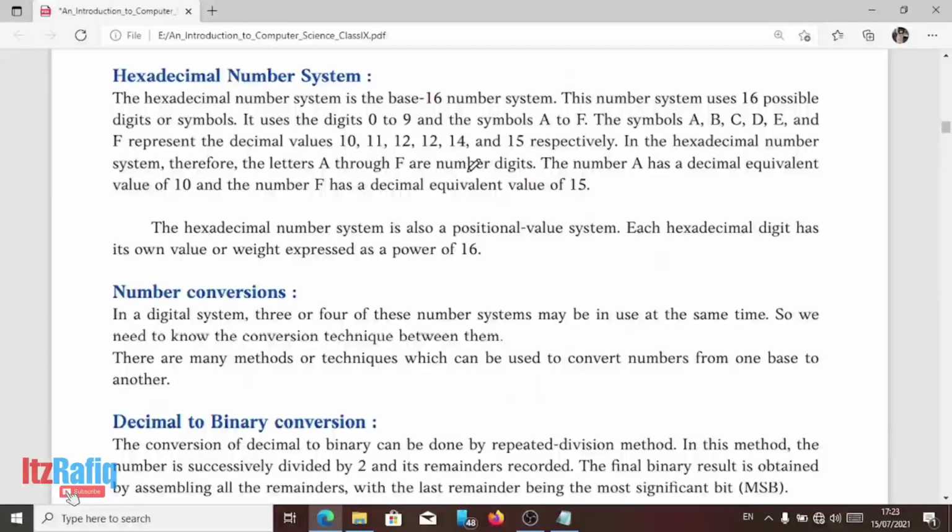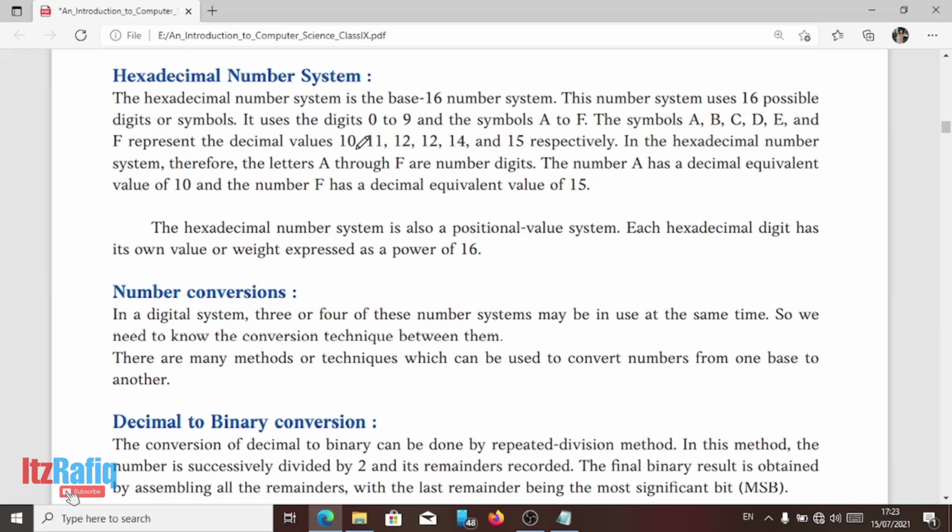The next number system is the hexadecimal number system. It has 16 digits: 0 to 9, which is 10 numbers. After 9, in place of 10 we use the letter A, in place of 11, B, in place of 12, C, and so on. In place of 15, we use F. Hexadecimal also has positional values. It will be powers of 16, as binary is powers of 2, octal is powers of 8, and hexadecimal is powers of 16.